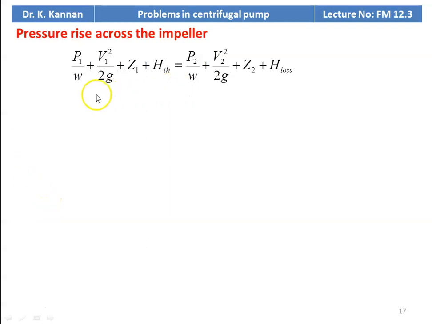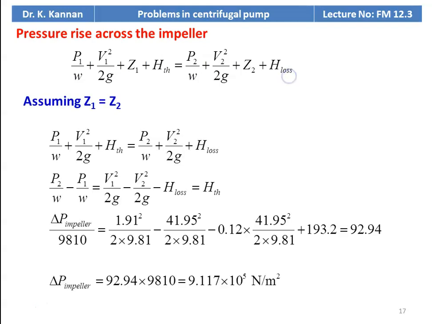And for the pressure rise across the impeller, we write the Bernoulli's equation. P1 by W plus V1 square by 2g plus Z1 plus H theoretical equal to, at the outlet, P2 by W, W being the specific weight of water, plus V2 square by 2g plus Z2 plus head loss in the impeller. Assuming Z1 equal to Z2, we rewrite the equation. Rearranging the terms, P2 by W minus P1 by W equal to V1 square by 2g minus V2 square by 2g minus H loss plus H theoretical.